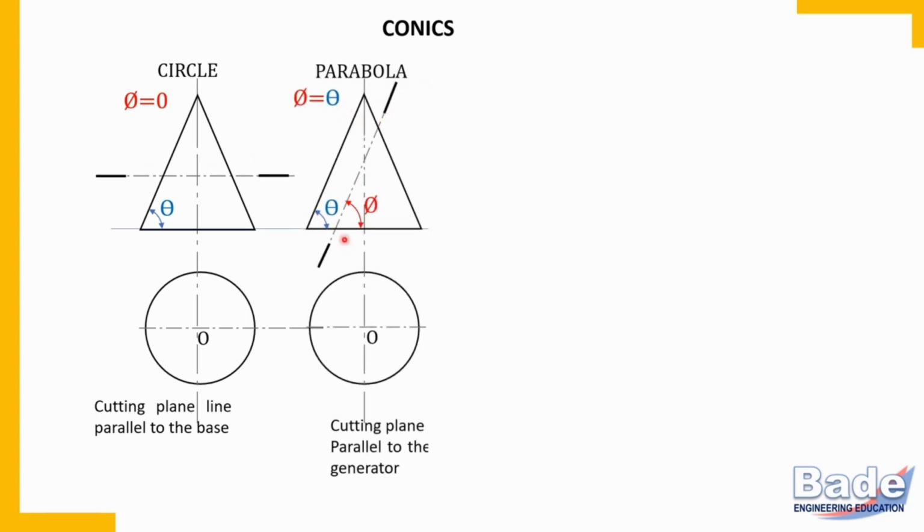When the angle made by the cutting plane with the base is the same as the angle made by the generators with the base, in other words, in front view, when the cutting plane line is parallel to the end generator, then the section we get is a parabola.